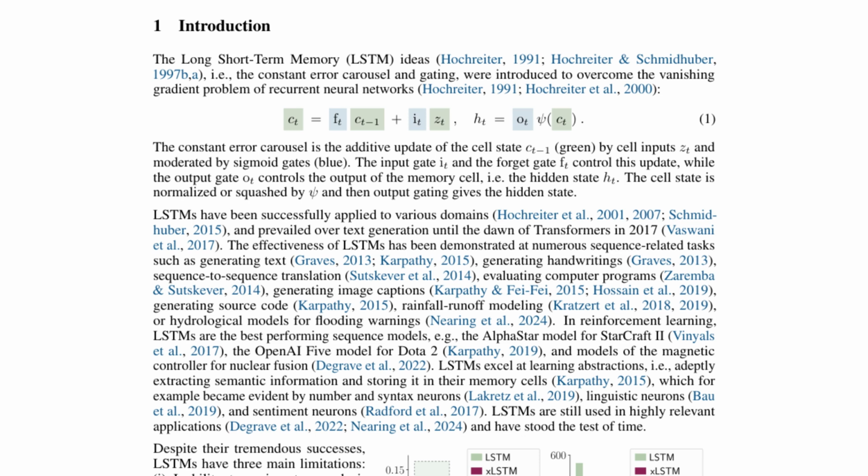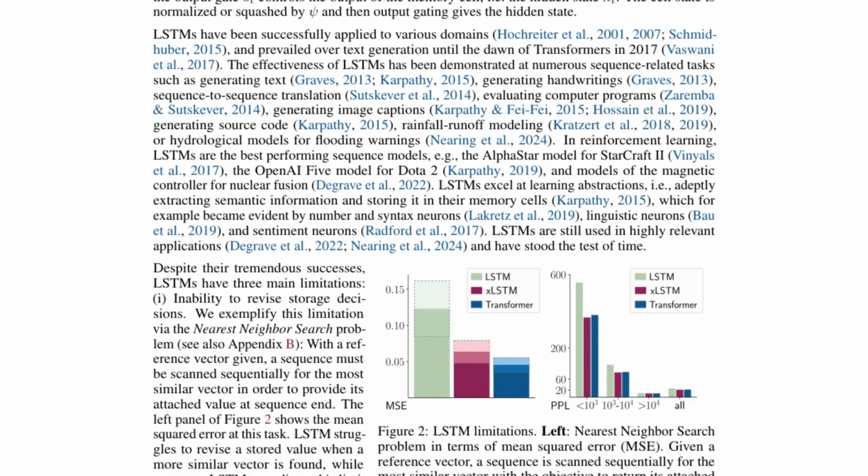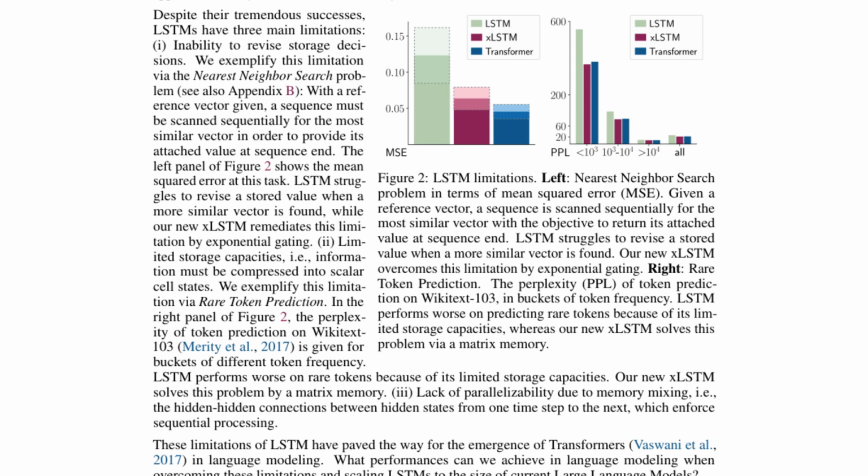Figure 2. LSTM limitations. Left, nearest neighbor search problem in terms of mean squared error, MSE. Given a reference vector, a sequence is scanned sequentially for the most similar vector with the objective to return its attached value at sequence end. LSTM struggles to revise a stored value when a more similar vector is found. Our new xLSTM overcomes this limitation by exponential gating.